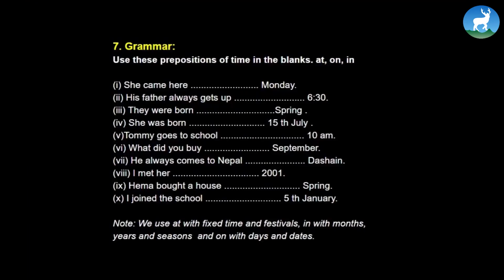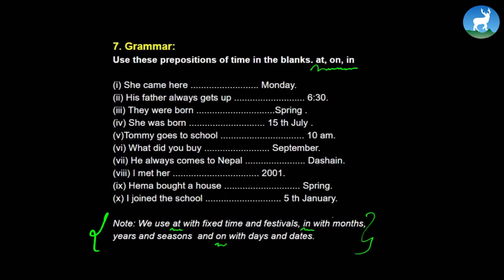Remember, use these prepositions of time in the blanks. We're just focusing on these prepositions for now: at, on, and in. Observe this note. We use at with fixed time and festival. So whenever something is fixed, we use at. With months, we use in. Or even if it's years or seasons. And finally, we use on. So this is how we have at, in, and on with days and dates. With specific days and dates we use on.